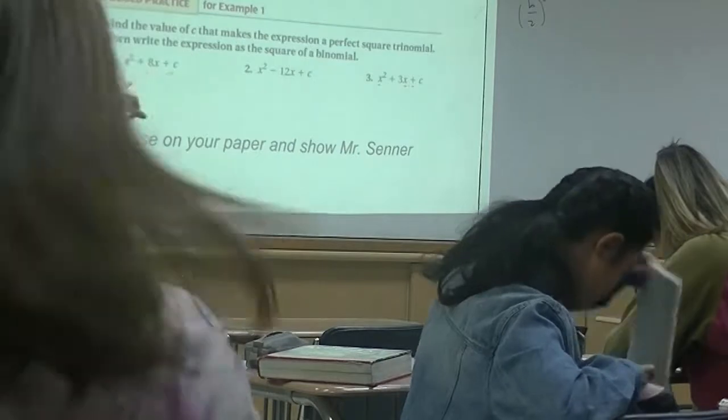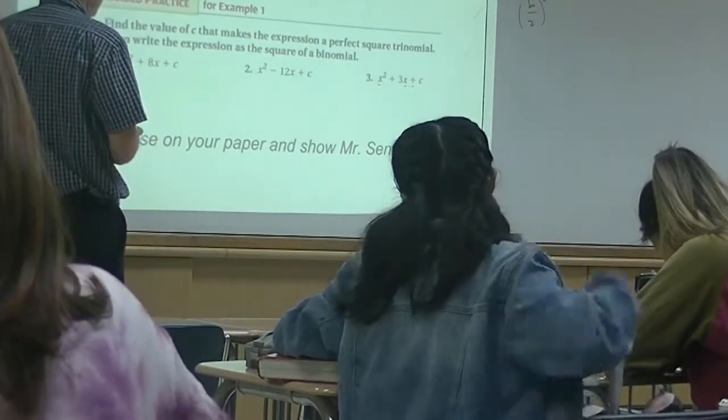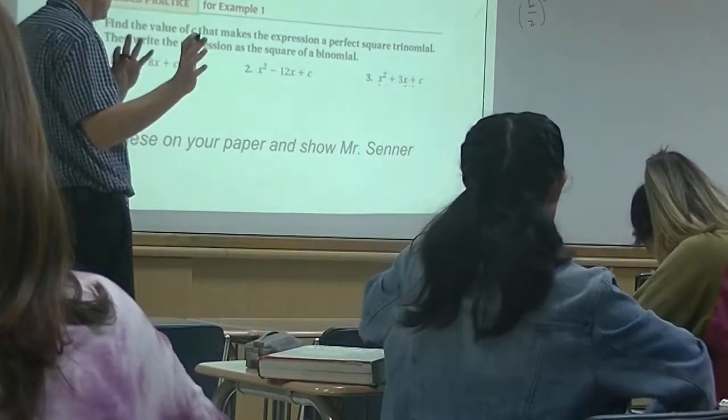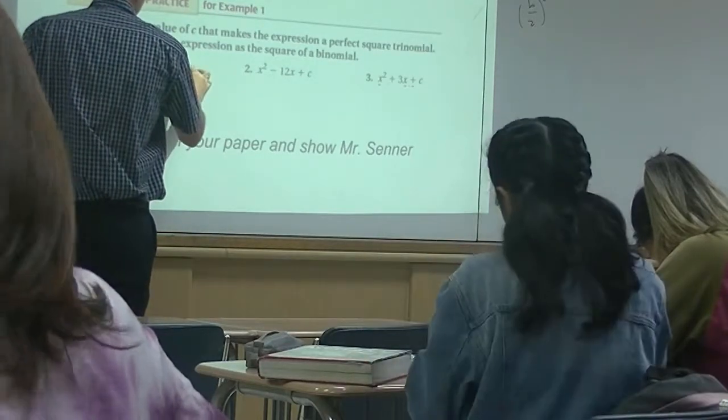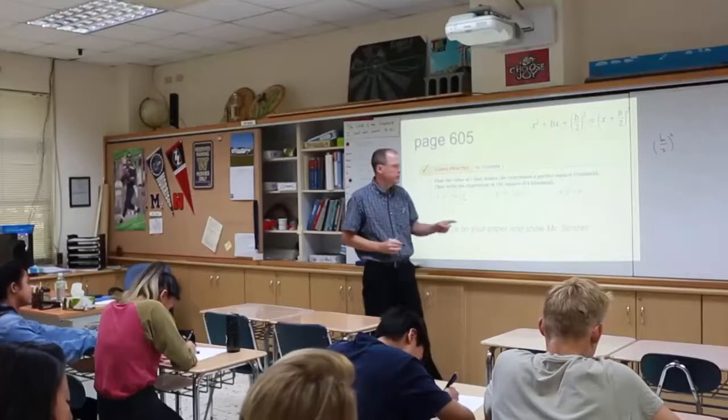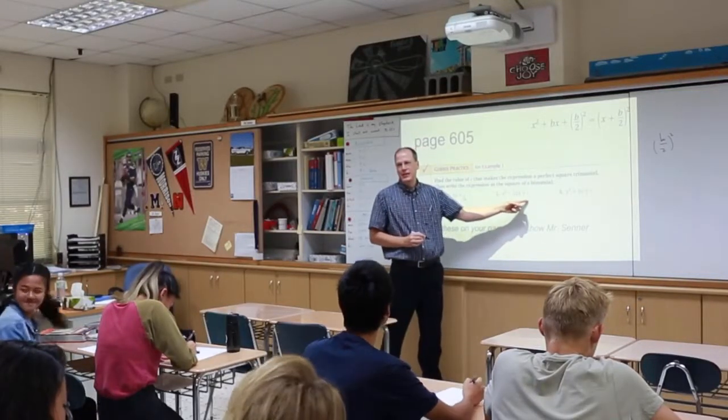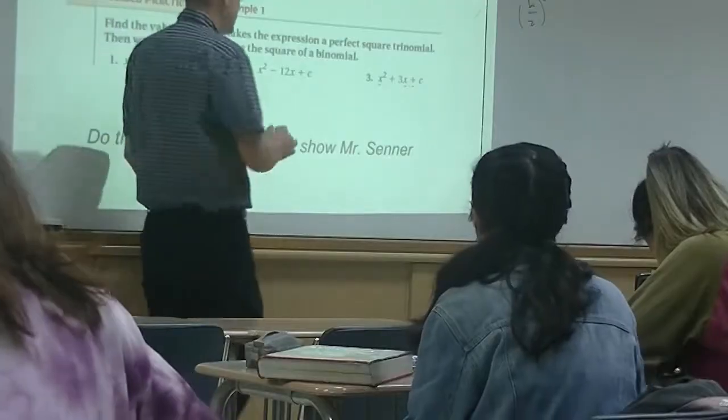Josiah, what is c? x plus 4. Just c. Oh, 16. All right. Ashley. C. 36.